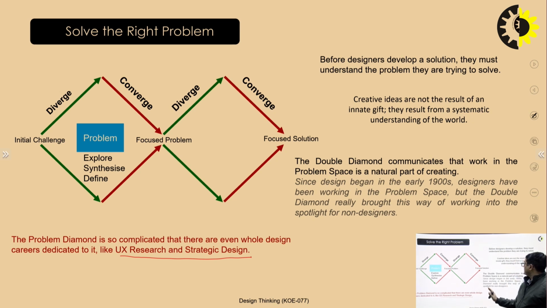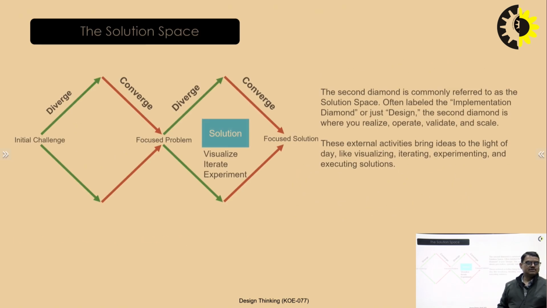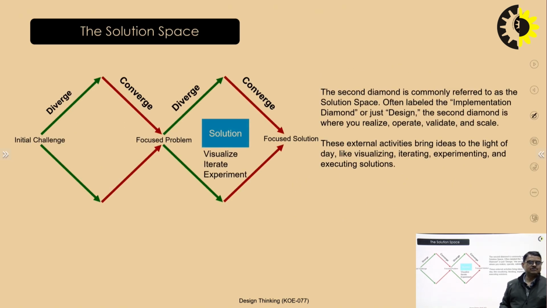So, before designers develop a solution, they must understand the problem they are trying to solve. This is the main aim of getting ourselves into the problem space, right? So, the next thing is the solution space. We already understood what the problem and the problem space are. Now we are going to understand what the solution space, or the solution diamond, is doing here.